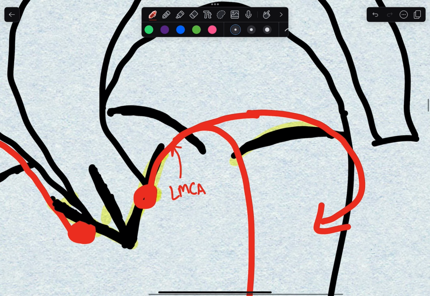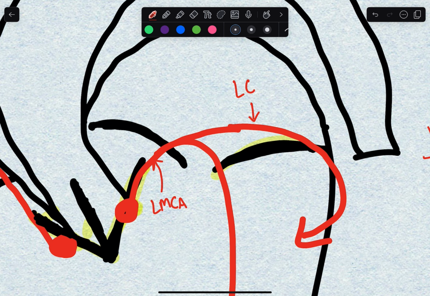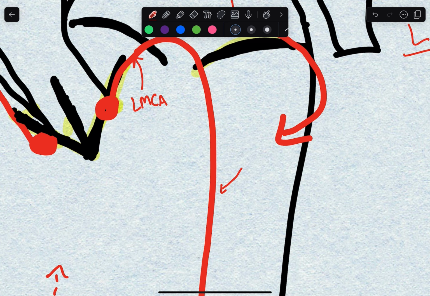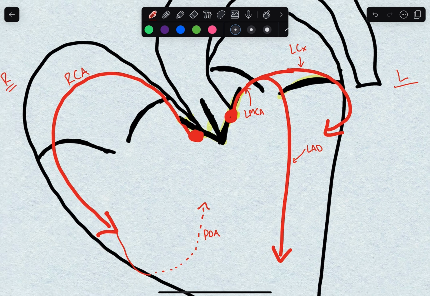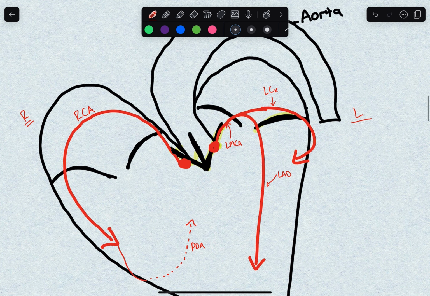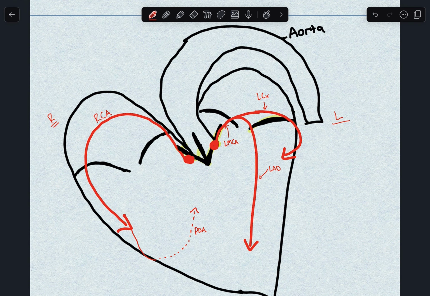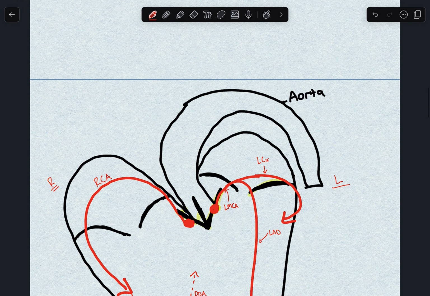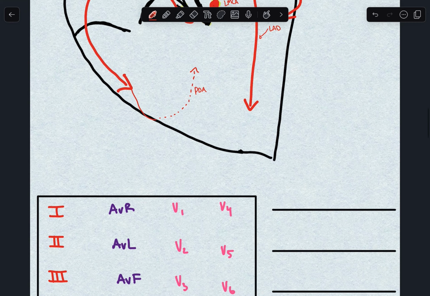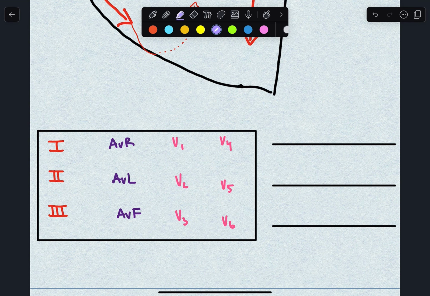On the left side, we have the left main coronary artery. This branches into the left circumflex artery laterally and the left anterior descending artery anteriorly, and covering the interventricular septum. So how can we correlate these arteries with the 12-lead EKG that has been so beautifully taught to us so far?